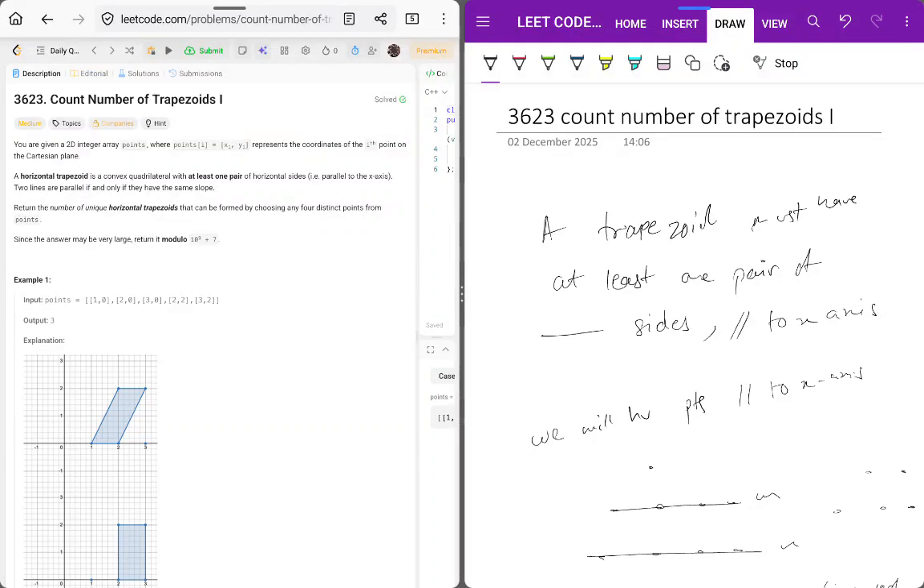Hello, let's start today's question. LeetCode daily question 3623: Count the number of trapezoids.